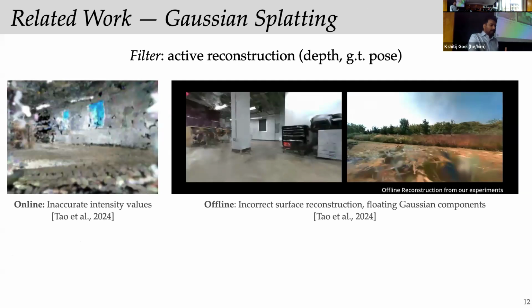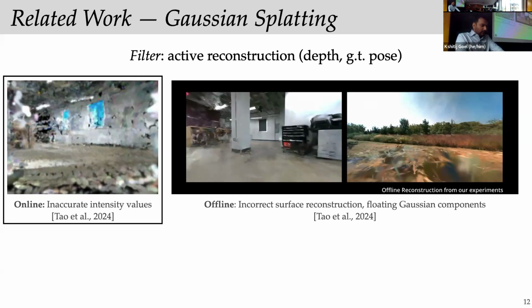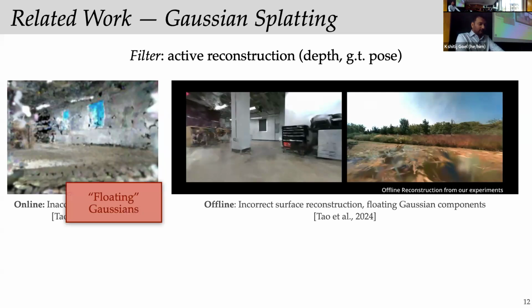Since the original Gaussian splatting approach was for monocular data, recently Tao et al. proposed a work where they use depth and ground truth pose data for active reconstruction using Gaussian splatting. We observed that the reconstruction quality is quite inaccurate because of a problem that's informally called floating Gaussians. These Gaussians are incorrectly placed in the environment and then rendered via splatting, resulting in incorrect intensity values.